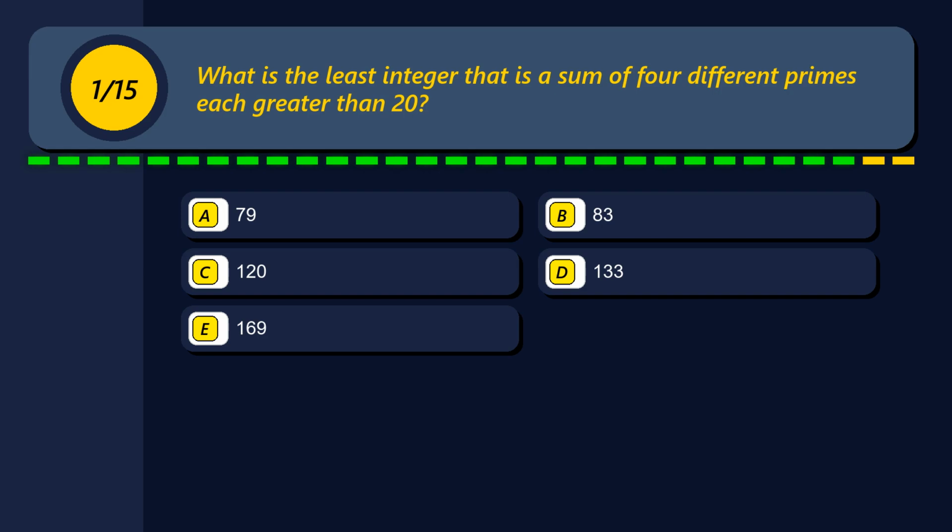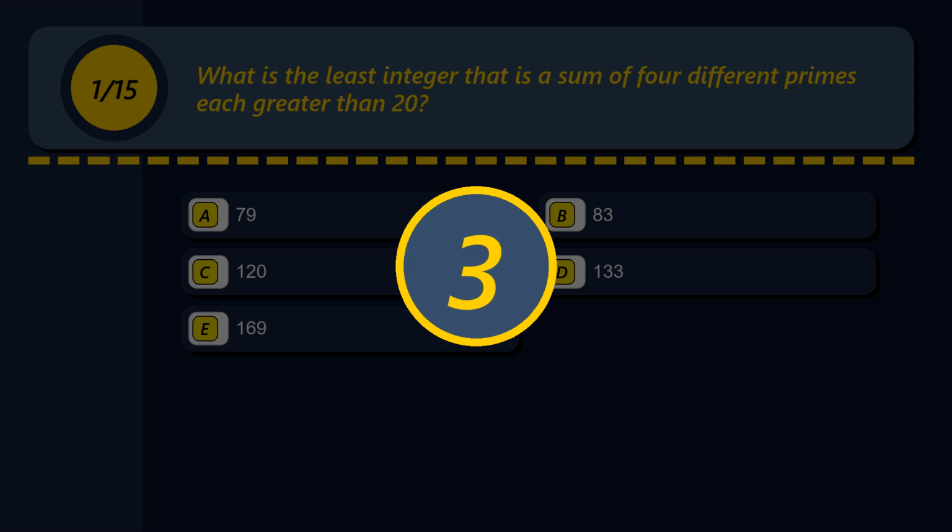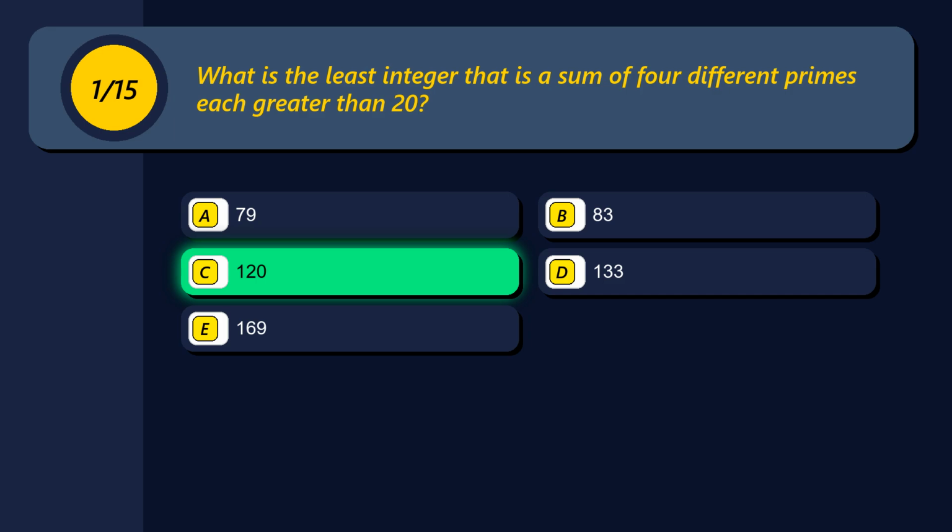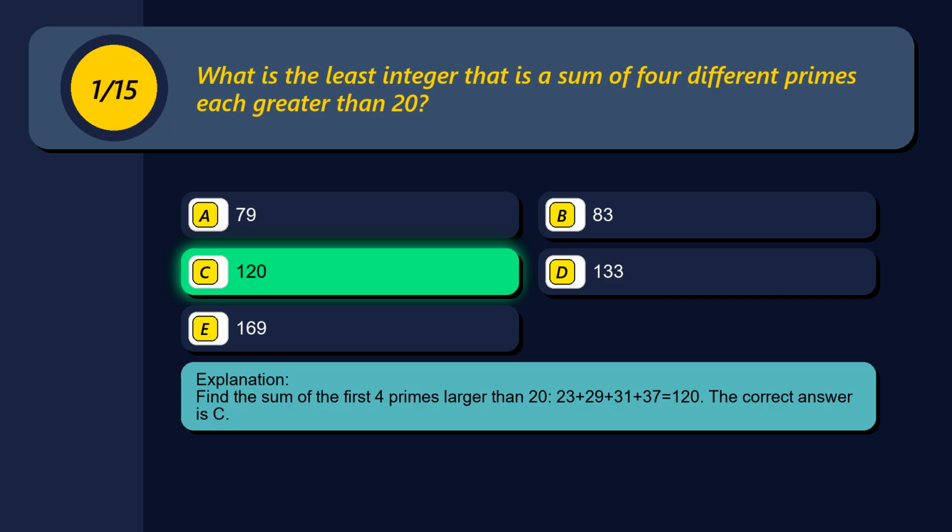Question 1. What is the least integer that is a sum of 4 different primes each greater than 20? Option A, 79. Option B, 83. Option C, 120. Option D, 133. Option E, 169. The correct answer is Option C, 120. Find the sum of the first 4 primes larger than 20: 23 plus 29 plus 31 plus 37 equals 120. The correct answer is C.